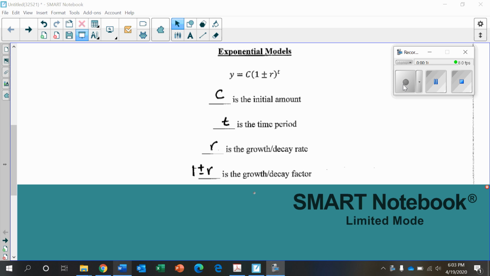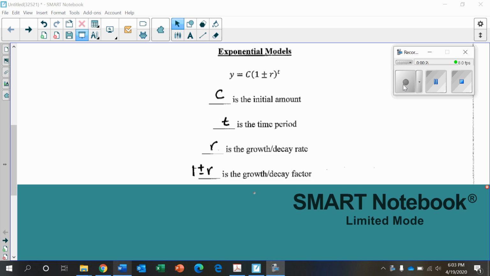So we're just going to continue on with exponential growth and decay. You guys did a great job on identifying whether it was a growth or decay and what your decay rate or growth rate was. Great job. Okay, so now we're going to actually be applying it today.